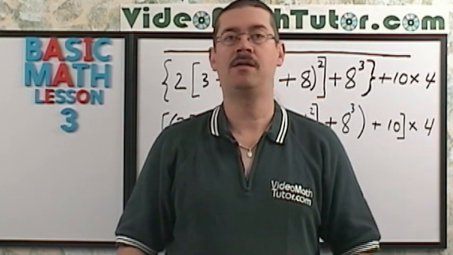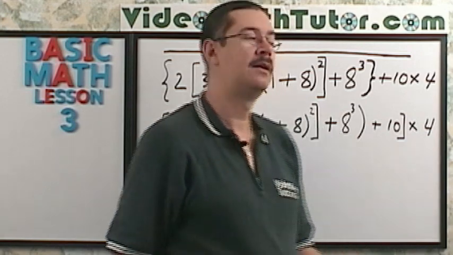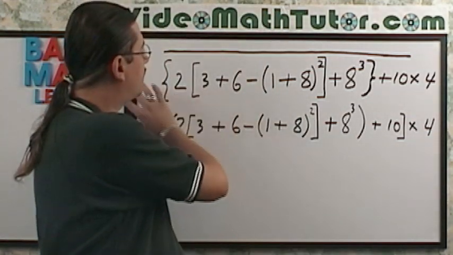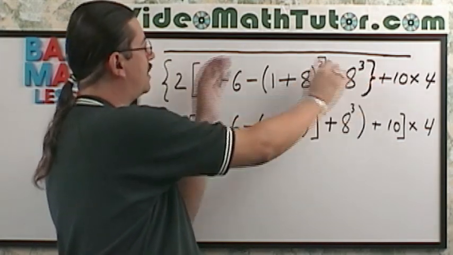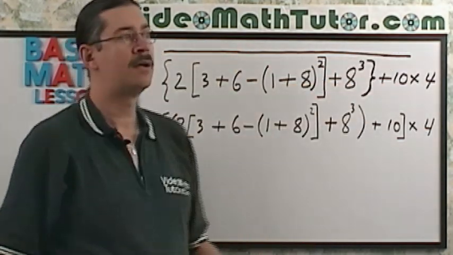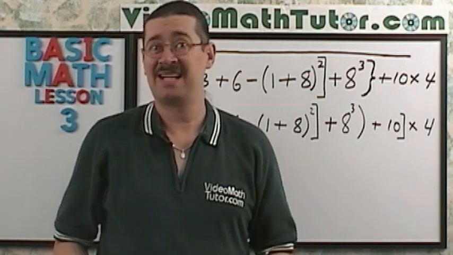Another way of writing all our different grouping symbols is as follows. Let's say we're given this thing on top: we have our parentheses, and then we have our square brackets, we have our braces, and we have our horizontal bar. Looks kind of nasty looking.